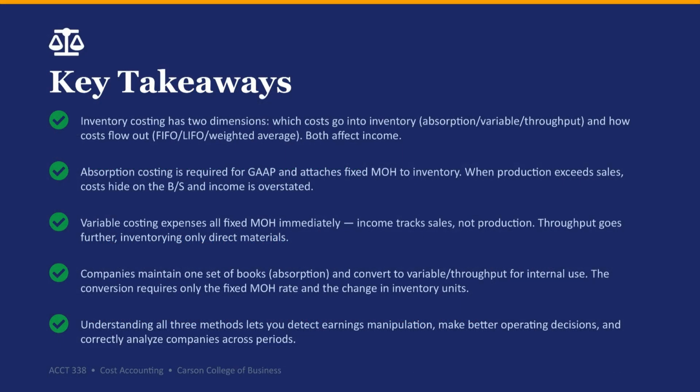In this final summary slide, 5 key bullet points articulate the fundamentals of inventory costing. The points explain how absorption, variable, and throughput costing affect income and inventory valuation. It highlights that businesses maintain one set of books required by GAAP, while making internal adjustments for decision-making. An icon of scales of justice reinforces fairness in accounting, and course details remind students of ACCT 338 at Carson College of Business, summarizing the session.